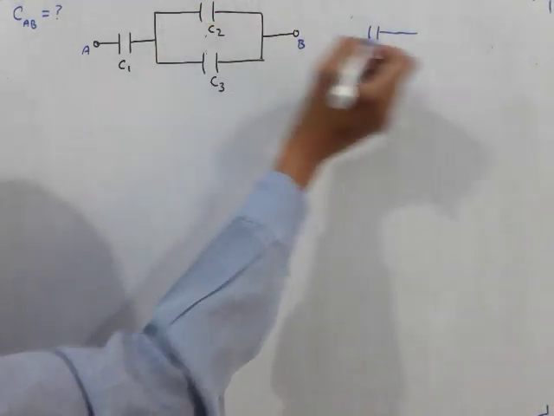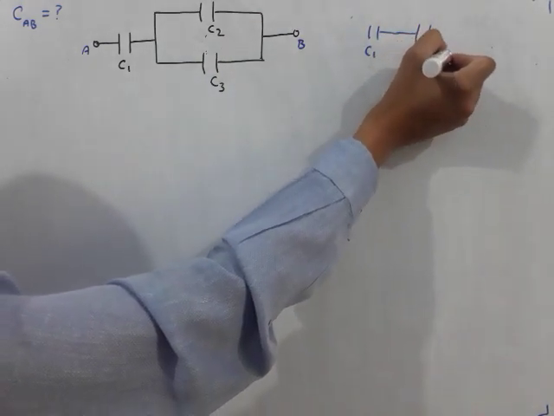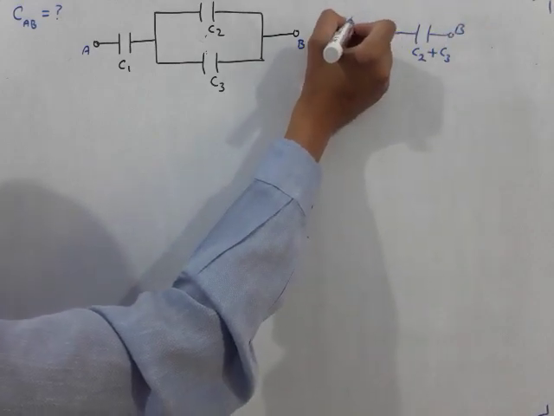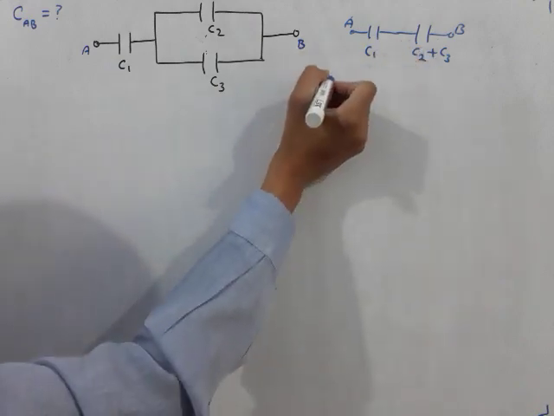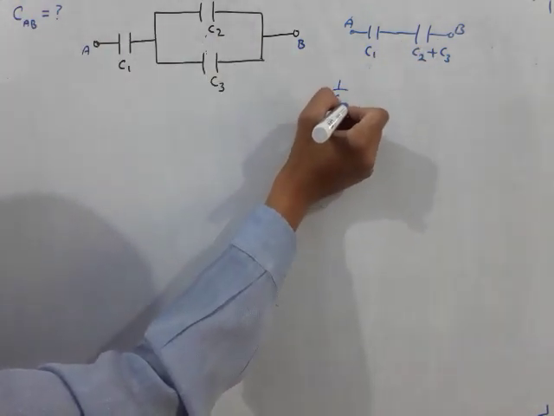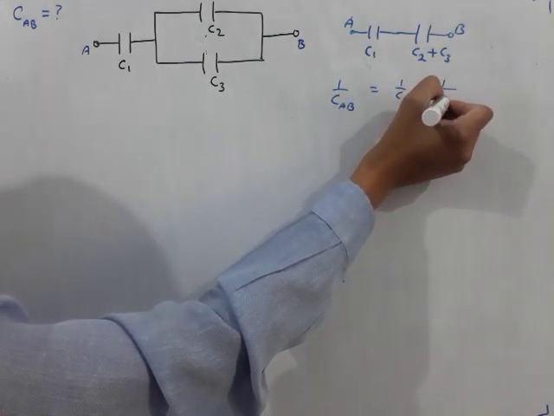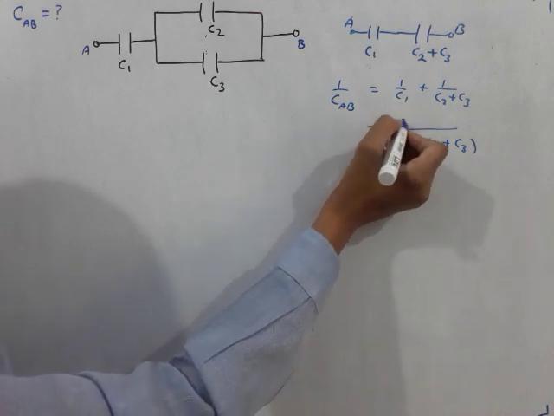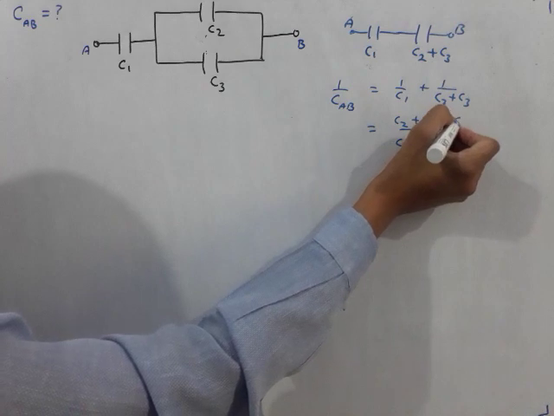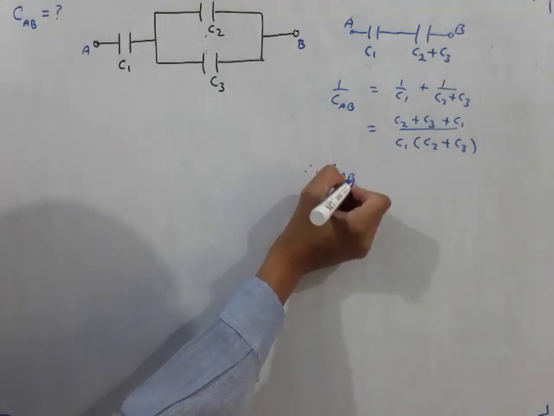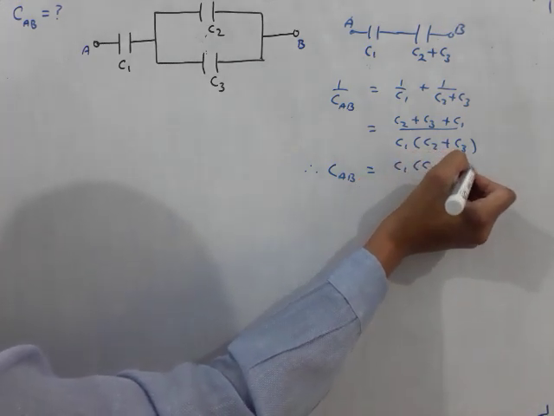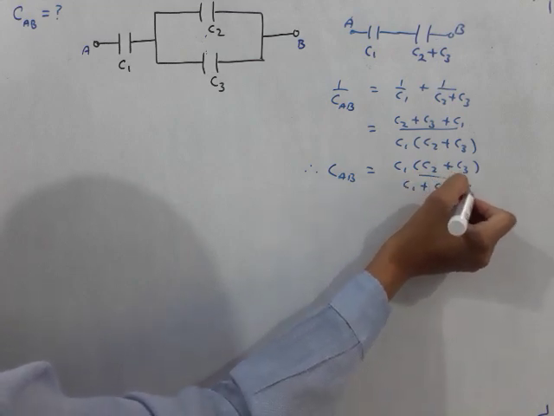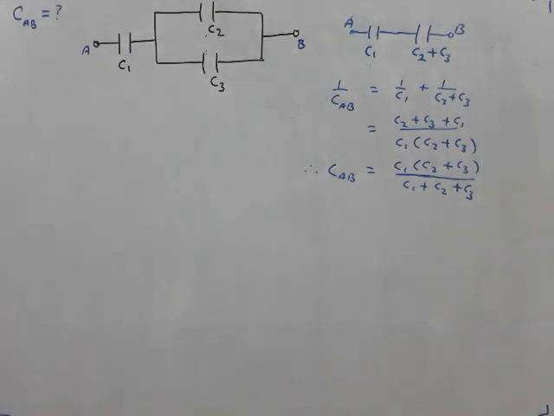So C1 is in series with their combination, which will be how much? C2 plus C3, because they are connected in parallel. So this point is B, this point is A, and therefore the net capacitance, now they are in series, so suppose it is CAB, so 1 by CAB is equal to 1 by C1 plus 1 by (C2 plus C3). Now this can be written like so, C1 times (C2 plus C3), and then we'll have C2 plus C3 plus C1, and therefore the equivalent capacitance between points A and B will be C1 times (C2 plus C3) divided by C1 plus C2 plus C3. So this is the way to find equivalent capacitance between the points A and B, but I will discuss one more way to do it, and that is a general method.